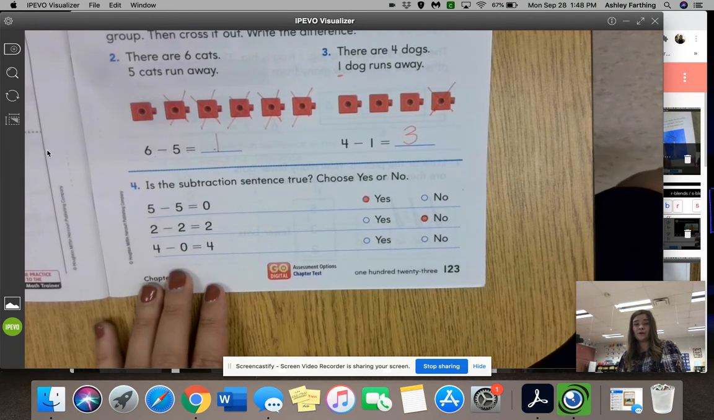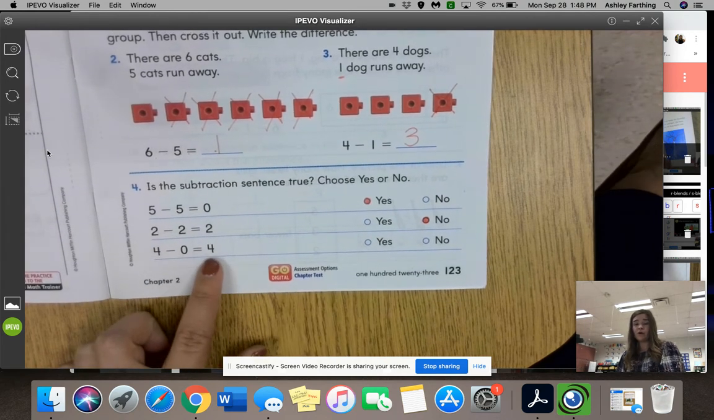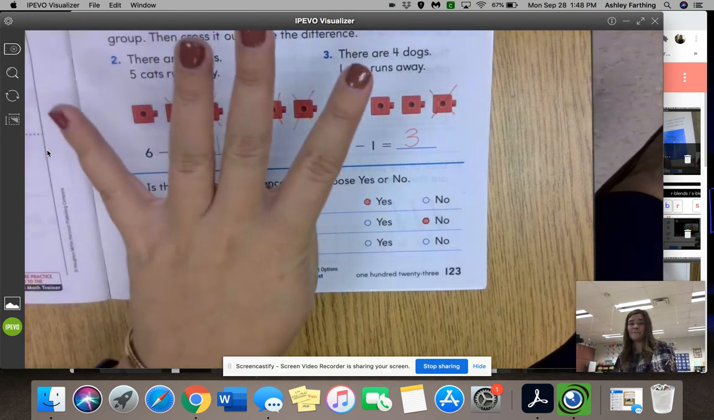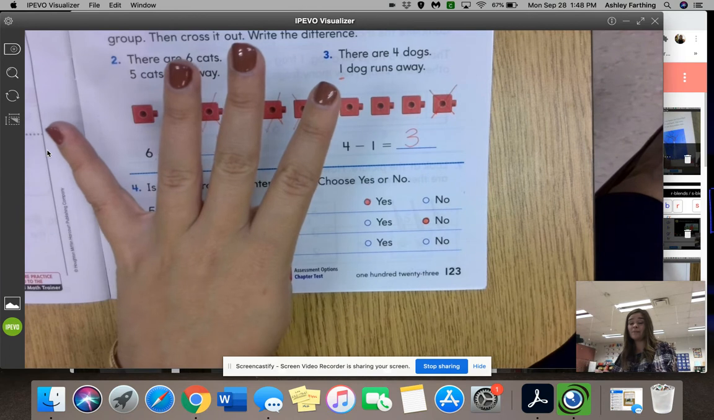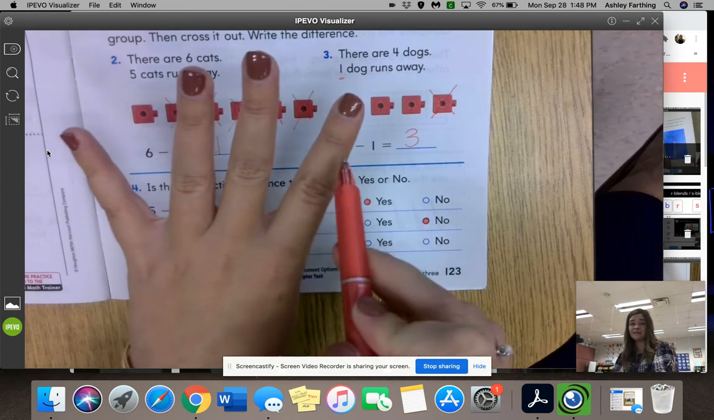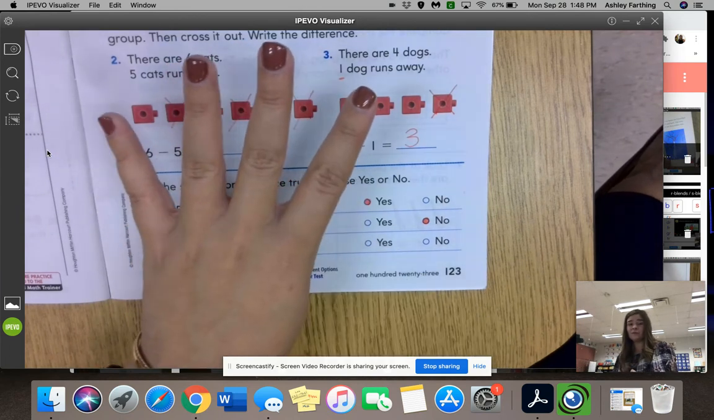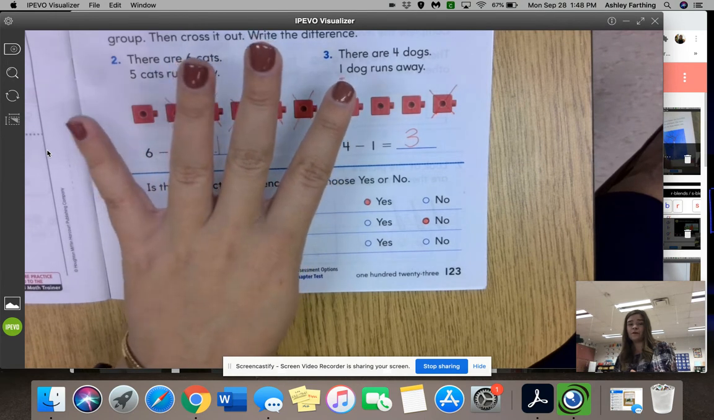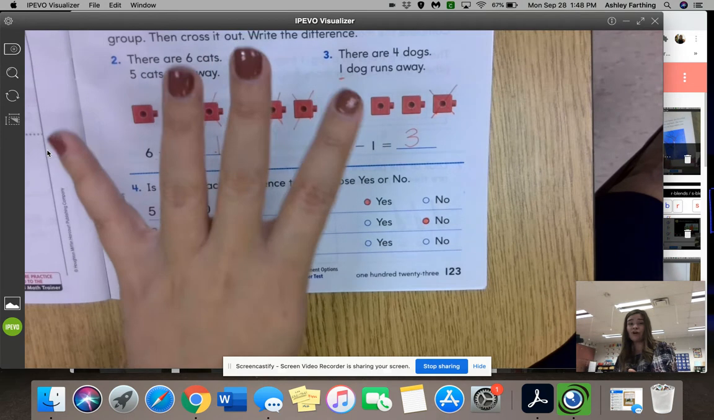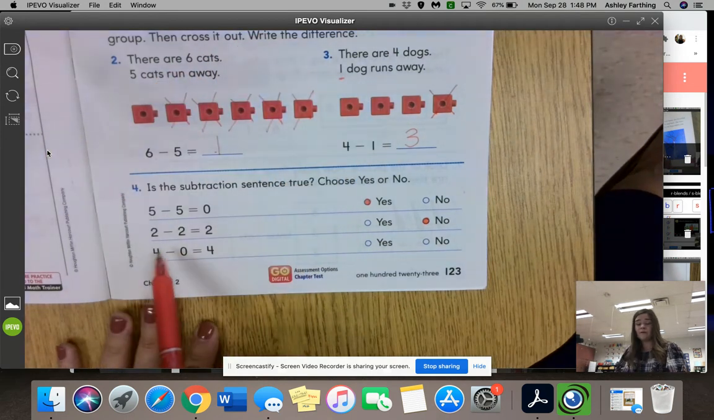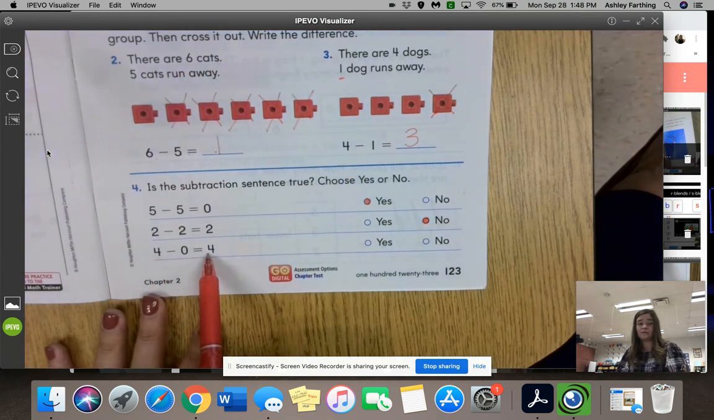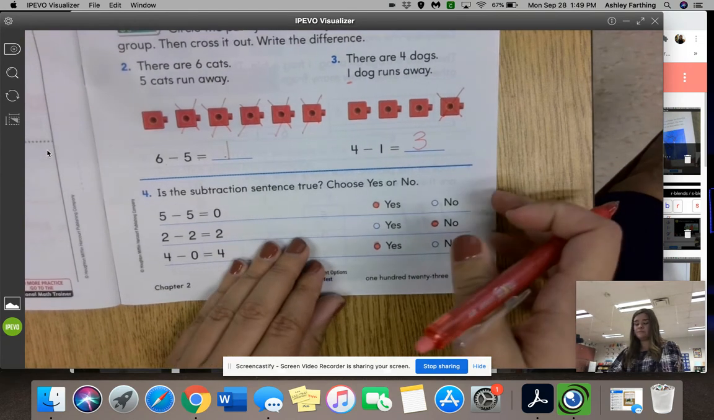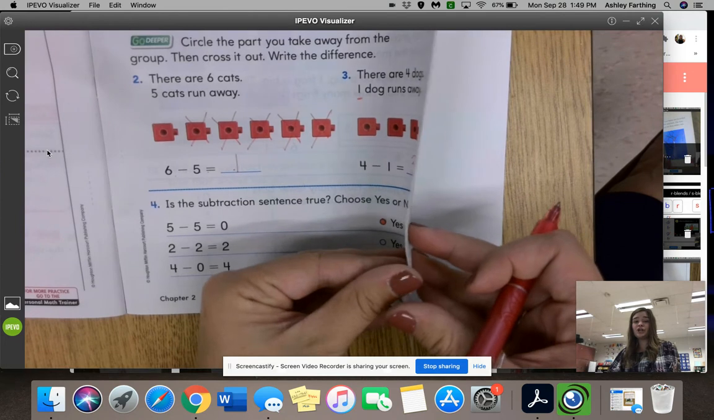Okay, the next one. 4 minus 0 equals 4. 4 minus 0, I'm not taking any away. What does that equal? 4. 1, 2, 3, 4. 4, take away 0, still equals 4. 4 minus 0 equals 4. That is a yes. Wonderful. Okay, turn your page.